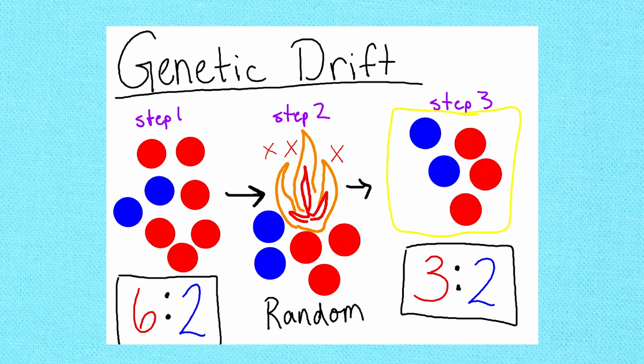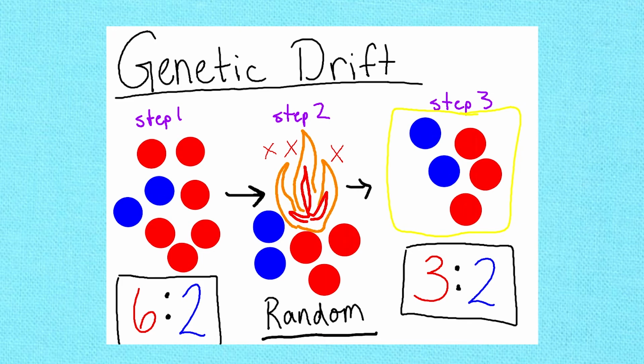Now you can also have something called genetic drift. Step 1, we have 6 reds, 2 blues. We'll say they're bugs again just for the sake of, I don't want to think of another animal. Step 2, a random fire. Now the key is this. The key is random. It has to be random because it's not going to necessarily say, okay, fire affects reds more than blues. That's different. That's not random. That's almost natural selection.